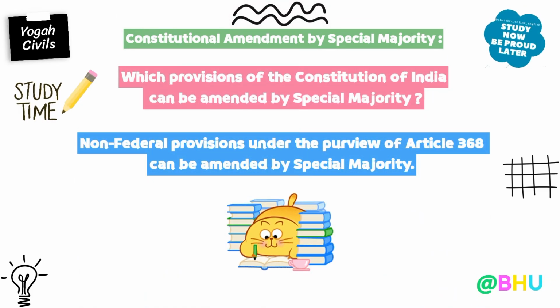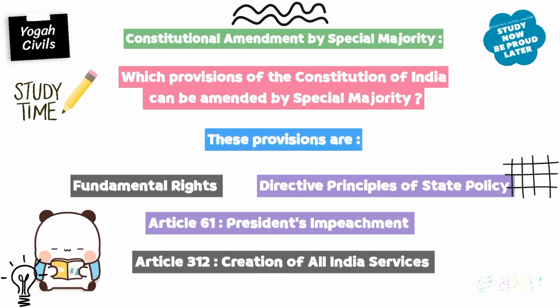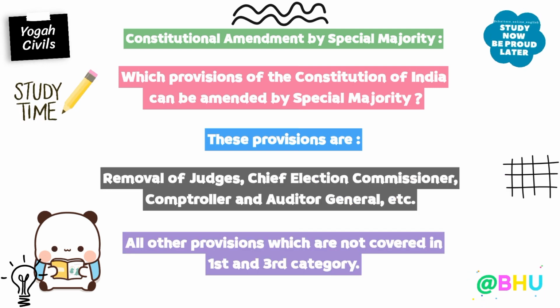Non-federal provisions under the purview of Article 368 can be amended by special majority. These provisions are fundamental rights, directive principles of state policy. Article 61, President's impeachment. Article 312, creation of all India services, removal of judges, chief election commissioner, controller, and auditor general, etc. All other provisions, which are not covered in first and third category.